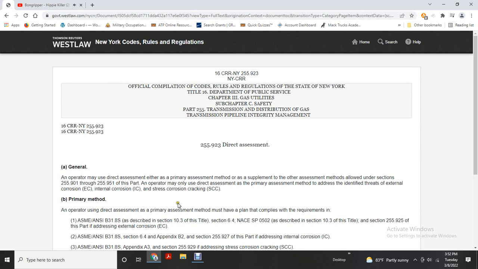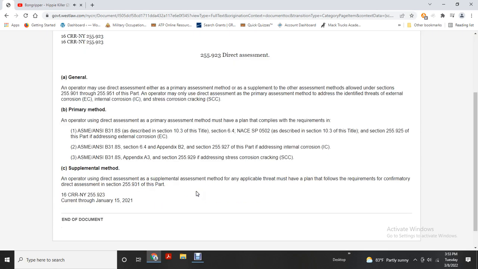The operator may use the direct assessment, primary assessment, or supplement of the assessment method as allowed under sections 255.901 through 255.951 of this part. The operator may use only the direct assessment, primary assessment method to address identified threats: external corrosion, internal corrosion, and stress corrosion cracking. Primary method: an operator using the direct assessment, primary assessment method must comply with the requirements of ASME B31.8S, Section 6.4, NACE SP0502, and Section 255.925 of this part addressing external corrosion; ASME B31.8S, Section 6.4, and Appendix B2 and 255.927 of this part addressing internal corrosion; and ASME B31.8S, Appendix A3, Section 255.929 addressing stress corrosion cracking.